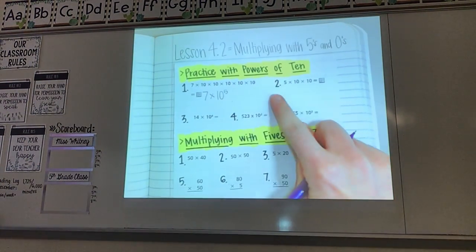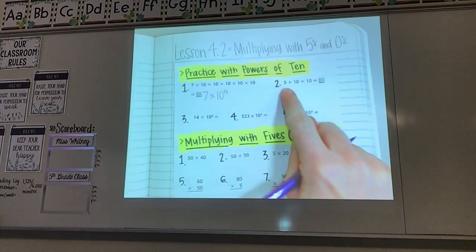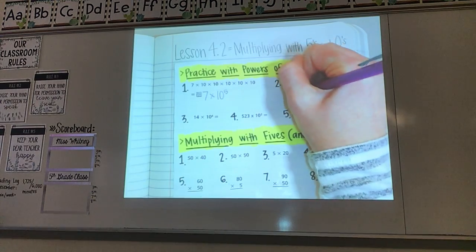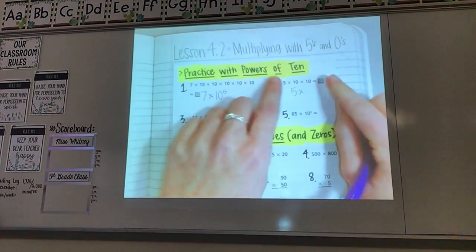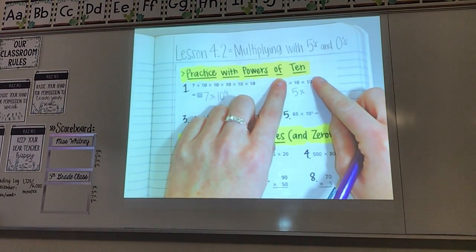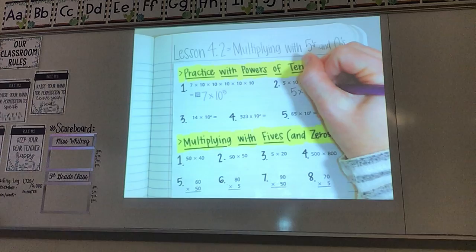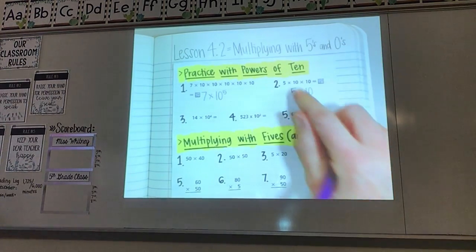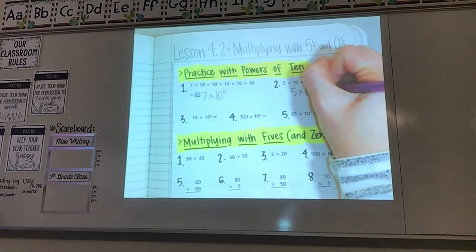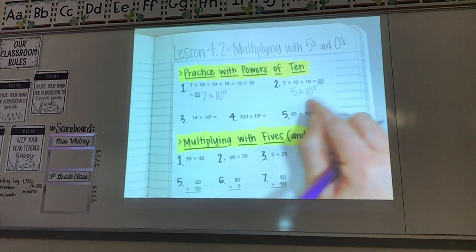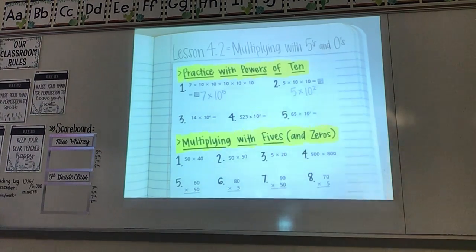Let's try another one with number 2. We have 5 times 10 times 10. Well, the 5 is by itself, so 5 times, and then I want to take the rest of this and write it as a power of 10 using those exponents. How would I write 10 times 10 as a power of 10 using my exponents? Well, they're both a 10, and remember my exponent tells me how many, and there's 2 of them. So 5 times 10 to the power of 2.